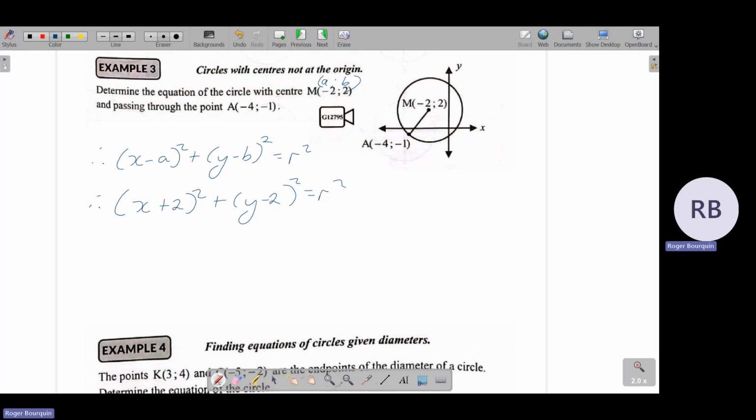So I get x plus 2 squared. What else do I have to find a number for? R squared. But am I given r each time? What can I do? You can plug in the point that's on the circumference. What are the coordinates of that point? (-4, -1). Well done. So replace x with -4 and y with -1, and get the number for r squared. Your final answer is going to be x plus 2 squared plus y minus 2 squared, equal to whatever r squared works out to be. You just write this r squared, you don't have to find r.